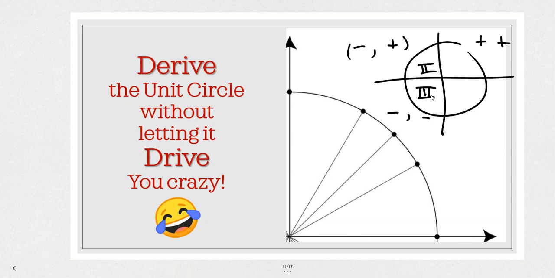Apologize for that. But we have a negative and a negative. And then quadrant 4, x is positive and y is negative.